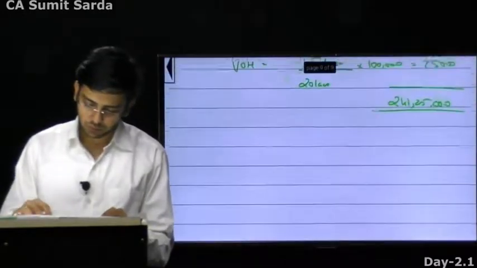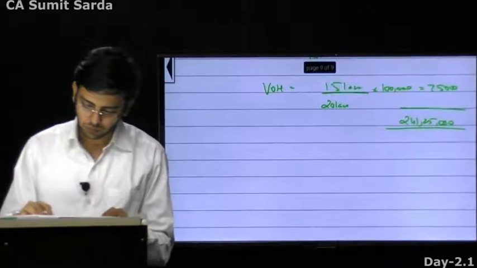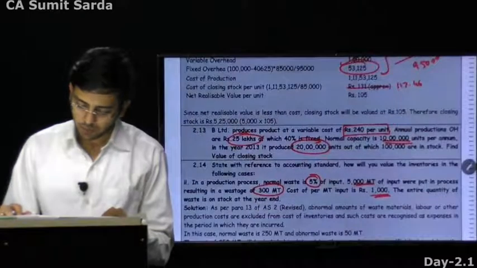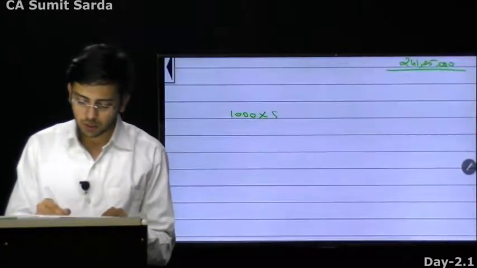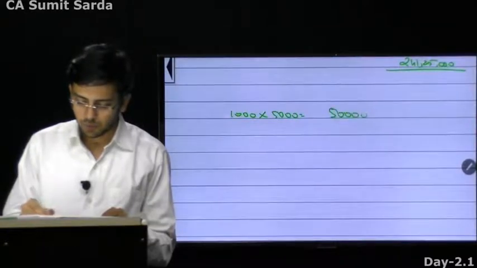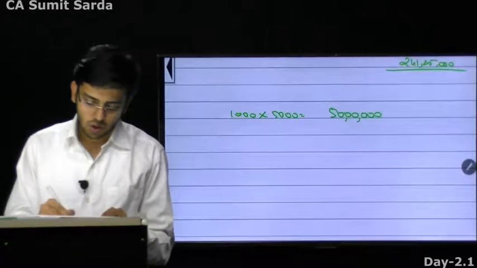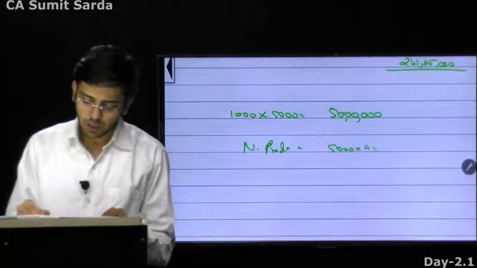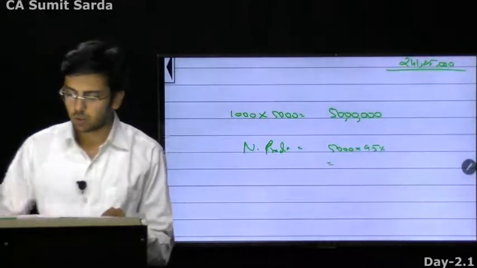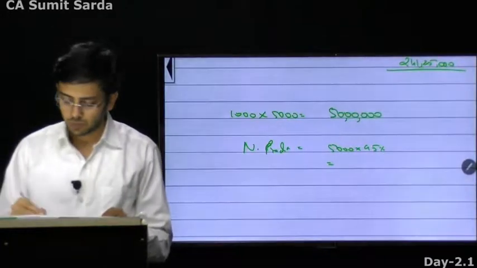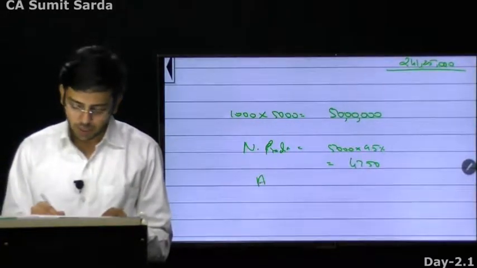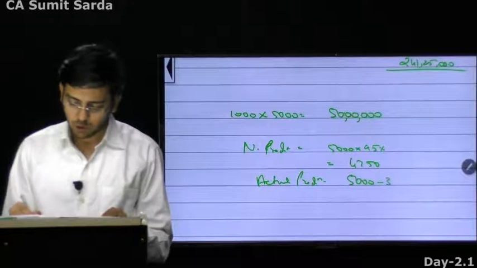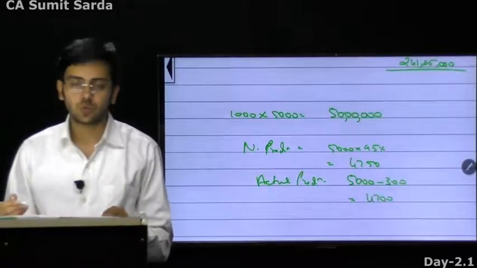Now, 1,000 rupees per metric ton is the cost we have incurred for 5,000 metric tons of purchase. So that makes it 50 lakhs. Normal production will be 95% of 5,000, because 5% is considered to be the normal loss, so 4,750. But actual production has been, we have lost 300 units as abnormal, so 4,700.